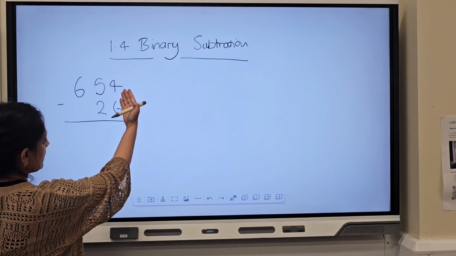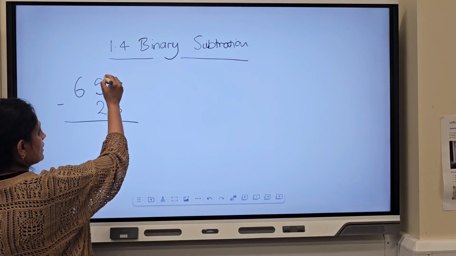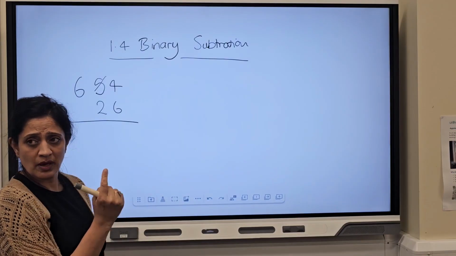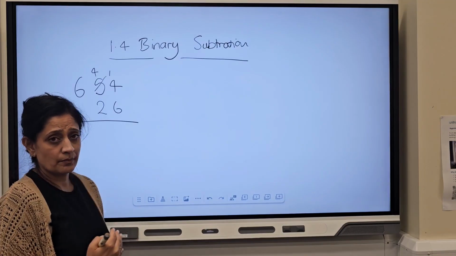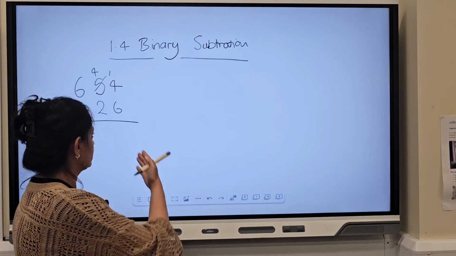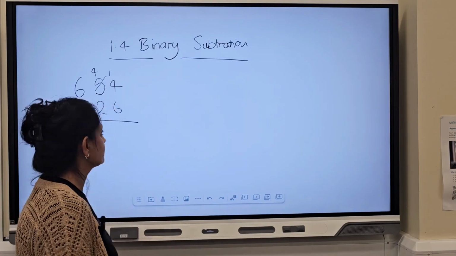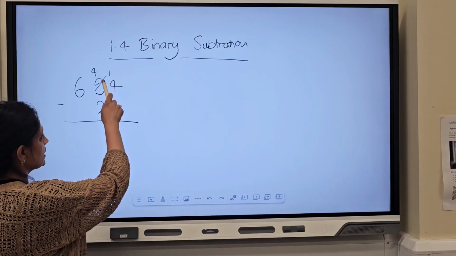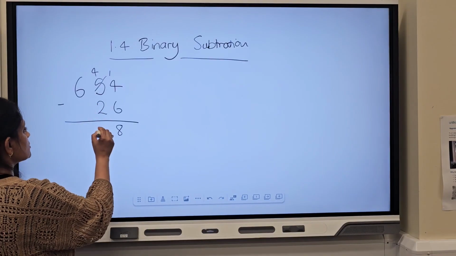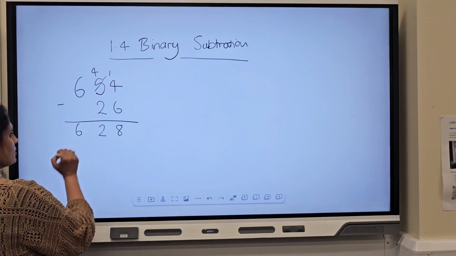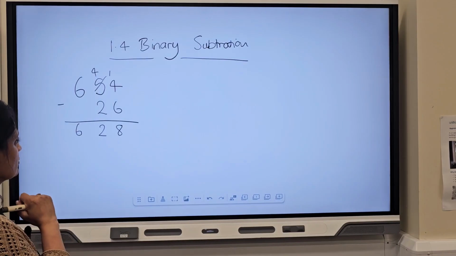Okay, now, a couple of things that we need to think about here. 4 take away 6 we can't do, so we borrow from the column on the left. 5 is reduced by 1, okay, so that becomes 4, and we borrow the 1. Now because it's denary or decimal subtraction, that 1 is worth 10, okay? So here you've got 14. So 14 take away 6 is 8. 4 take away 2 is 2, and the 6 just basically comes down into our answer. So that's 628. Nice and easy.